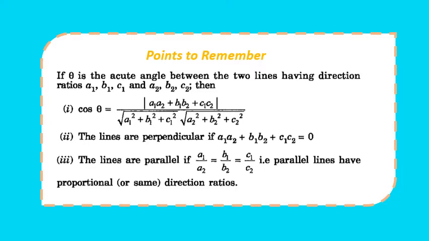Two lines will be perpendicular if a1 a2 plus b1 b2 plus c1 c2 equals to 0, or in terms of direction cosines l1 l2 plus m1 m2 plus n1 n2 equals to 0. Two lines are parallel if a1 upon a2 equals to b1 upon b2 equals to c1 upon c2, or l1 upon l2 equals to m1 upon m2 equals to n1 upon n2, then the lines will be parallel. Okay, so pause and note down these important points.